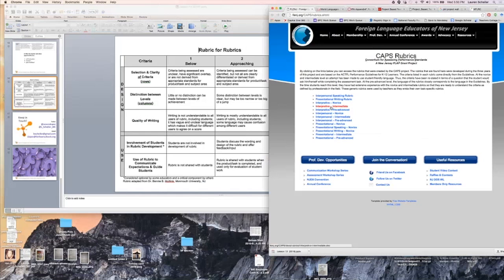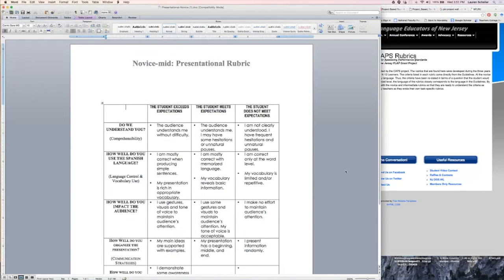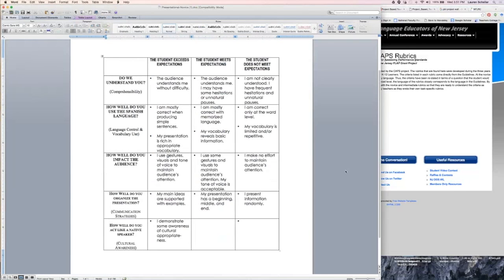There are proficiency rubrics. So here's a presentational rubric at the novice level. You can see how it's based on proficiency. It's not based on a checklist where you say, okay, if we're doing the technology unit, students talked about in 5 sentences how they would use their target technology.